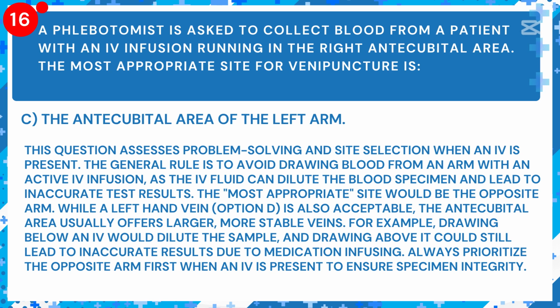While a left-hand vein, option D, is also acceptable, the antecubital area usually offers larger, more stable veins. For example, drawing below the IV would dilute the sample, and drawing above it could still lead to inaccurate results due to medication infusing. Always prioritize the opposite arm first when an IV is present to ensure specimen integrity.